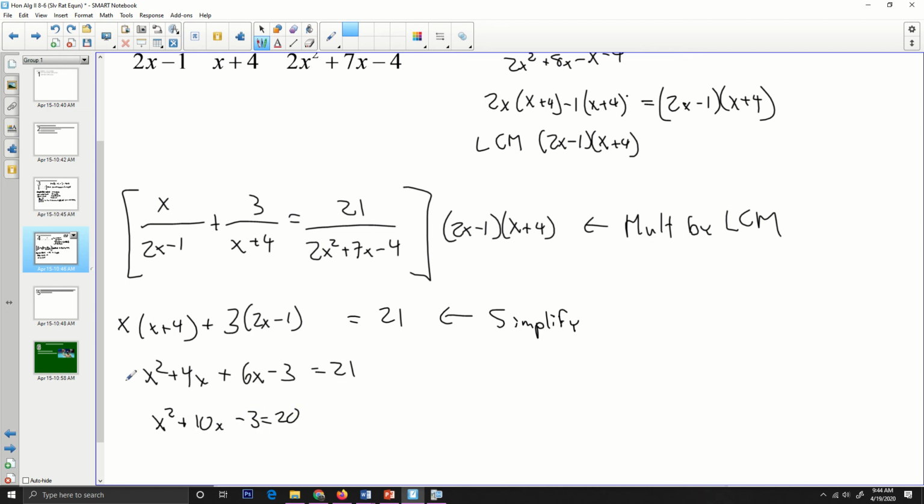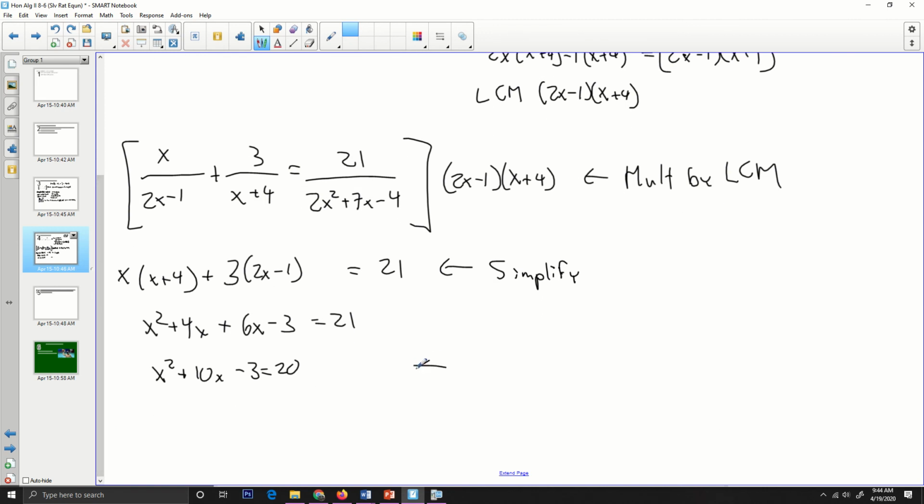equals 21. Since it's a quadratic, I want to set this equal to 0, and I made a mistake. I made a copy error. Oh, that was bad. Let's see if I can do a better job. Made a copy error. Oh, darn it. All right.